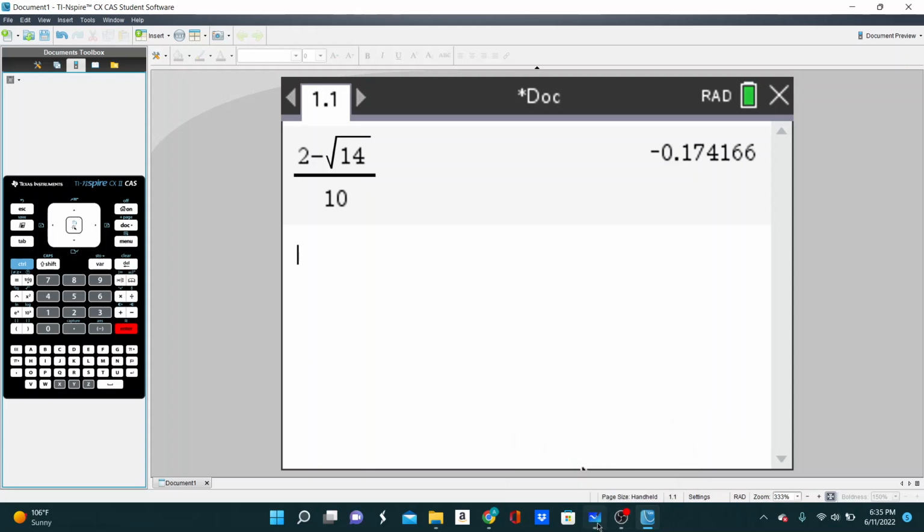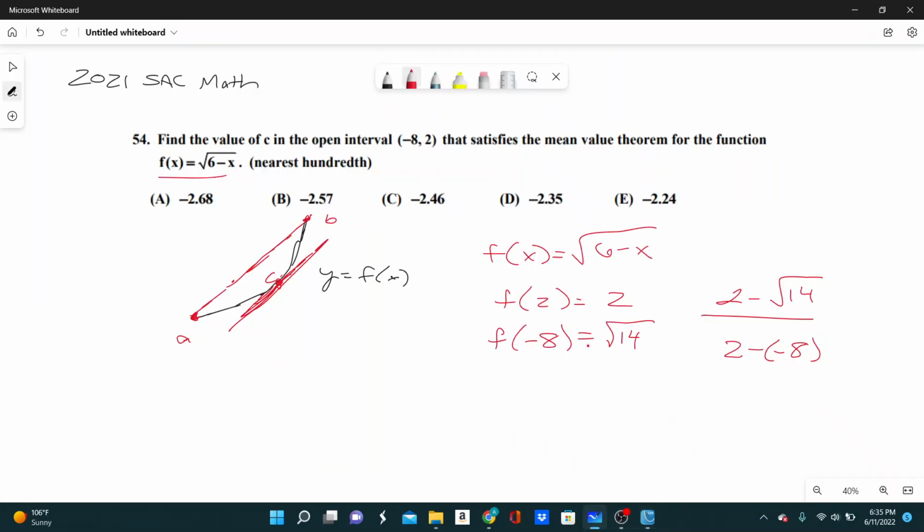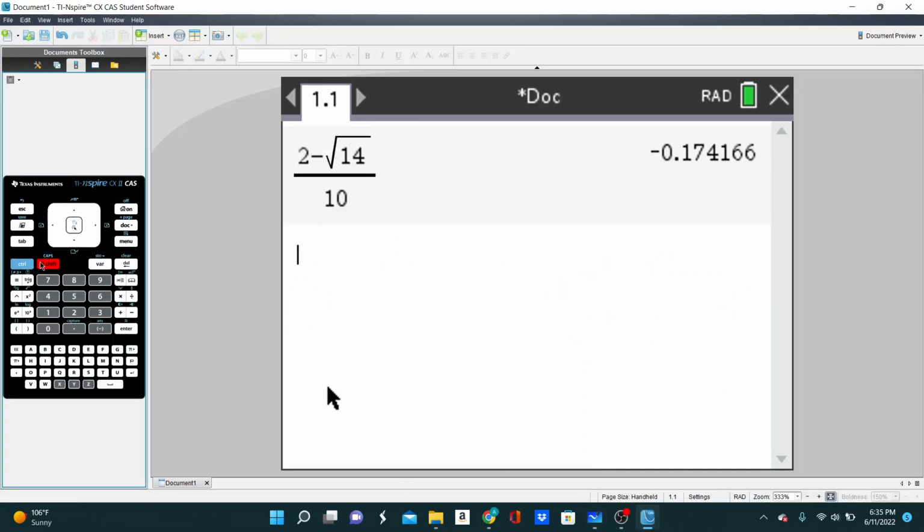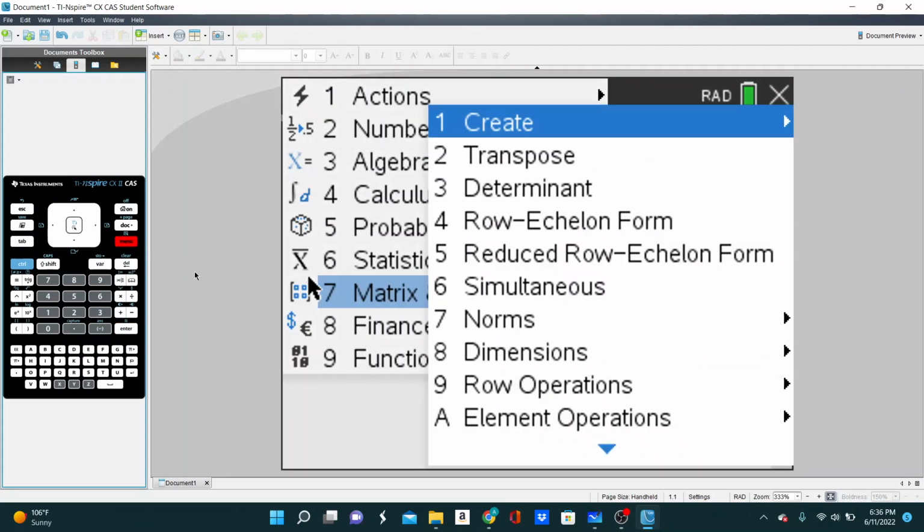So we have to find the x value of the function where the slope equals that number, I think it was -0.174. The way we can do this is we just take the derivative of our function. The derivative of f of x equals square root of 6 minus x would be -1 over 2 square roots of 6 minus x. So we just have to find the value of x where this equals the slope of the secant line, or -0.174. I'm going to use a solver just to save some time.